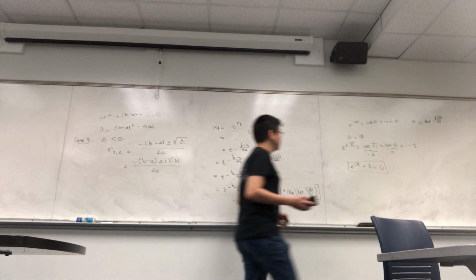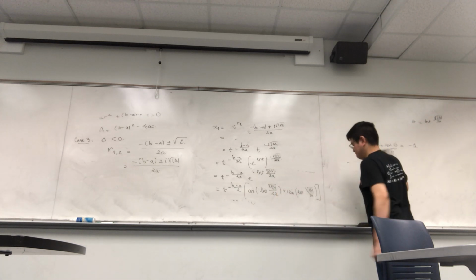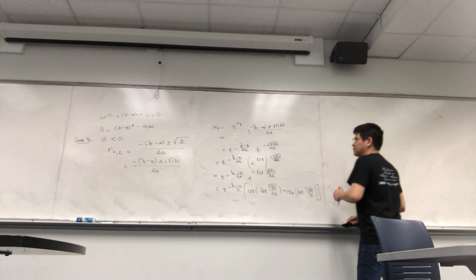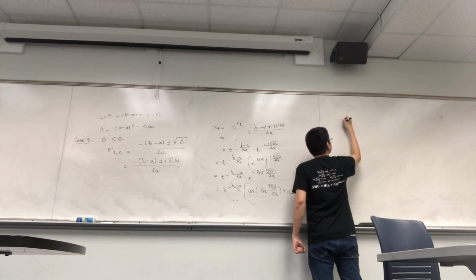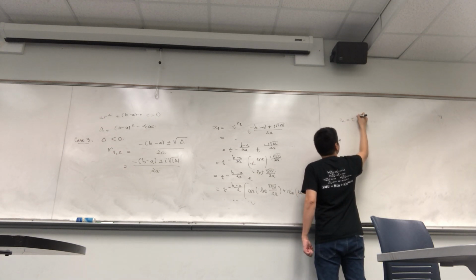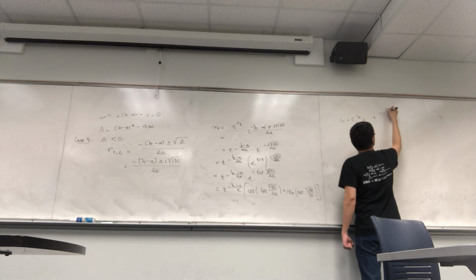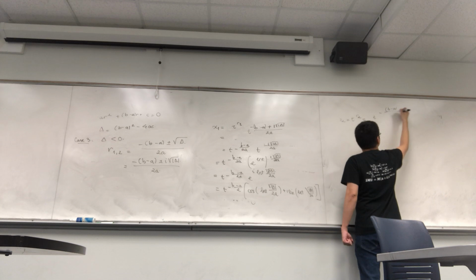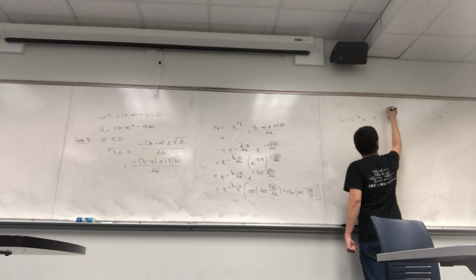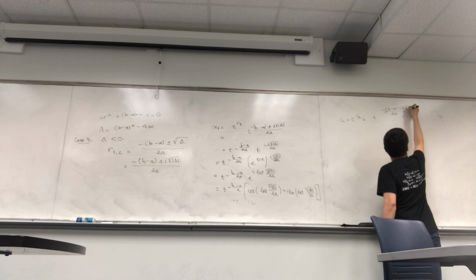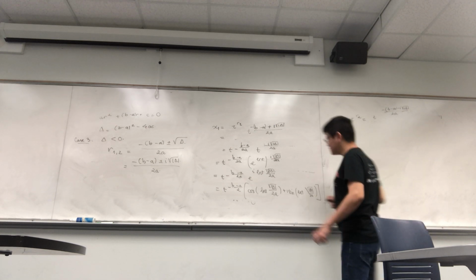X2. X2 will be t to the R2, and in this case, this is t to the minus b over 2a minus I square root of delta over 2a. Right, so how can I do this?